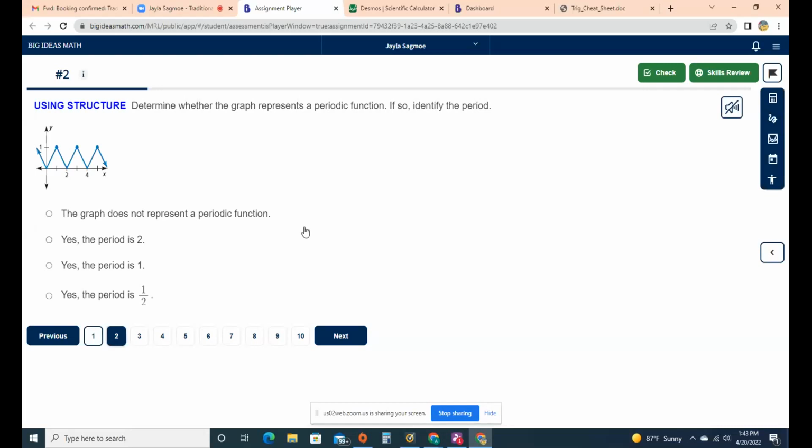Now the period is peak to peak. So you have to go find 2 peaks right next to each other.